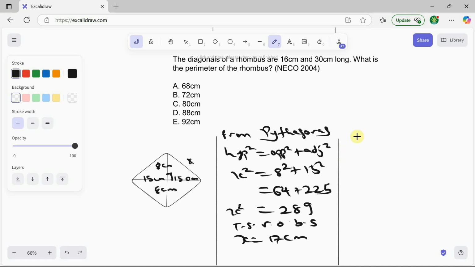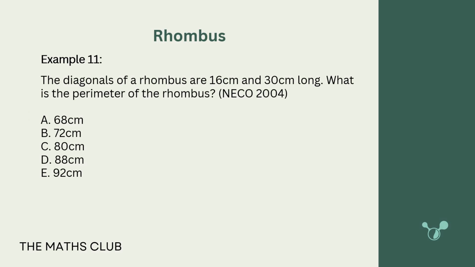So to now find the perimeter, we just say 4 times any of the lengths, right? And that will be 4 times 17. So 7 times 4 is 28, carry 2, so that will be 68 centimeters. So our answer for this is 68 centimeters. That is option A. Let's see if we're correct.